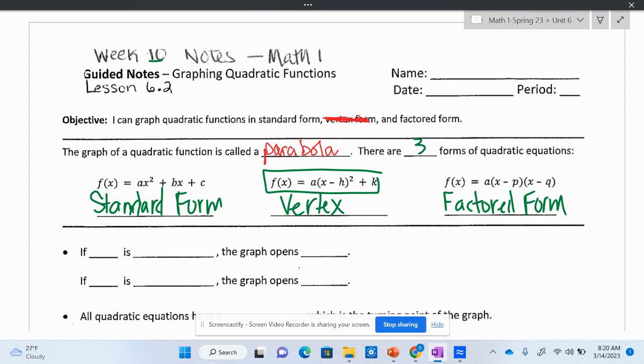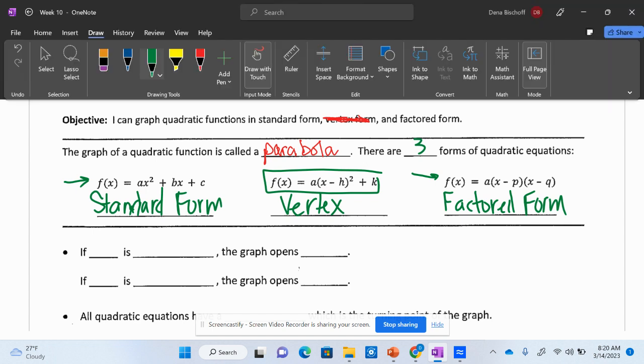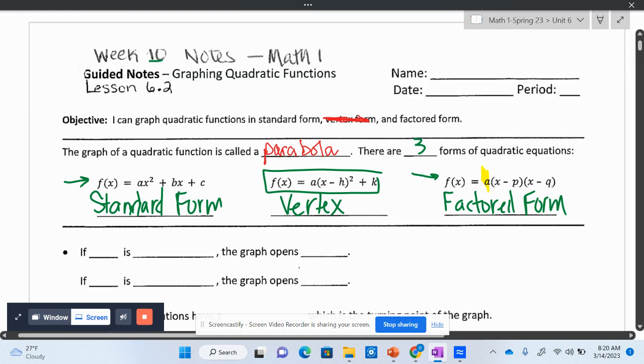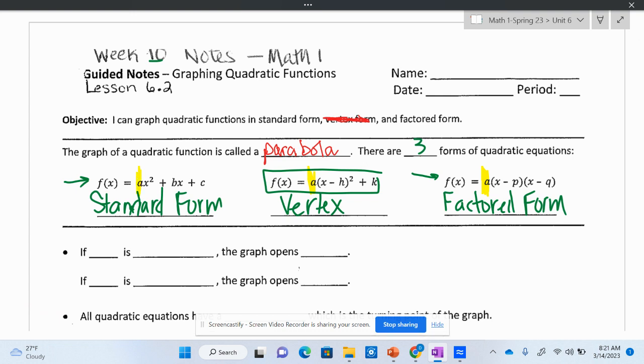So up to this point, we've been given a function in standard form and we've been transforming it to factored form. That's what we've been doing, right? And that makes it easy for us to tell some things about the solutions. But now we're going to talk about things about the graph specifically. So if A, do you guys see this little guy right here? That's typically the number that's attached to the x squared, okay?